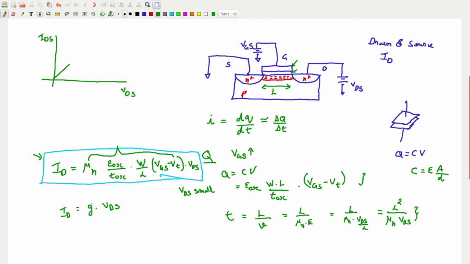This conductivity G increases with VGS. So, when we increase the gate to source voltage, the current also increases. If we decrease the gate to source voltage, current decreases. But it is linear.